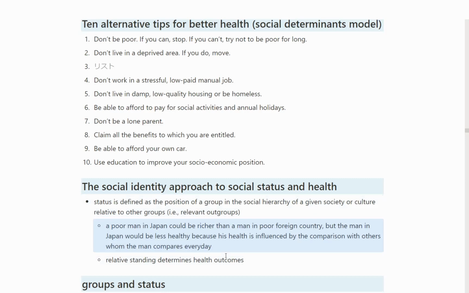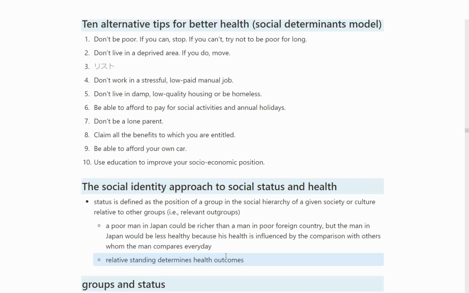If they categorize themselves, or feel that they are part of a poor people group, then they are likely to compare themselves with those who earn more money, those who have more assets, those who are rich. And because of this comparison, poor men may experience poor health. So relative standing determines health outcomes, not absolute standing, okay? If you simply calculate the amount of money people have in Japan and in other poor countries, maybe poor men in Japan have more money in absolute terms, but it doesn't mean that they are healthier than the man in a poor country.